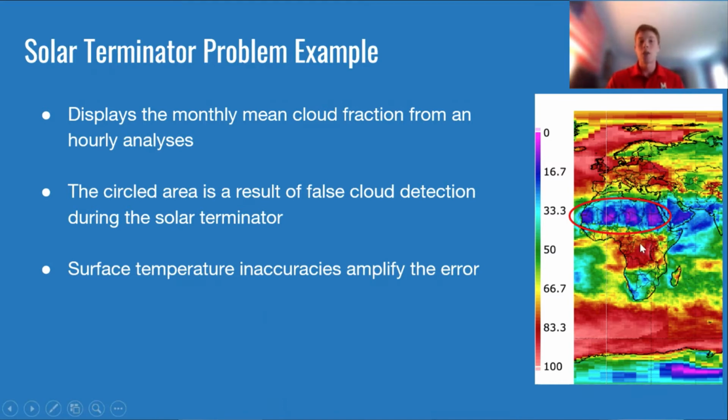I mentioned this is an hourly analysis. So essentially, this line here would be the first hour, the next would be the second and third. And this really shows that the terminator line is bringing with it approximately a third of false cloud detection through the Sahara Desert. And the reason this example is so amplified is because there are a lot of surface temperature inaccuracies over this geographic area.